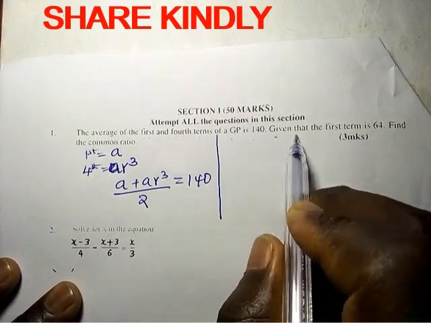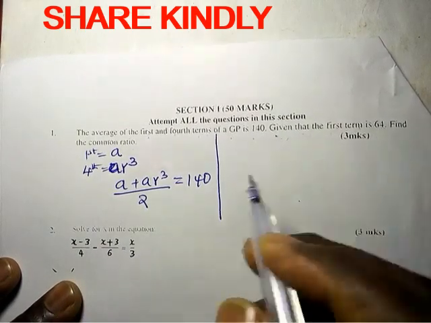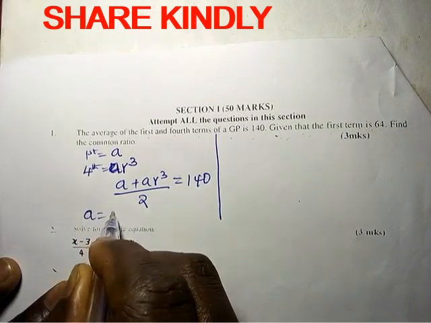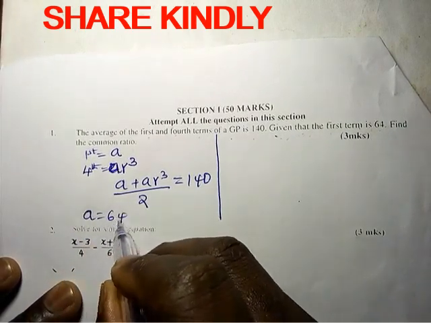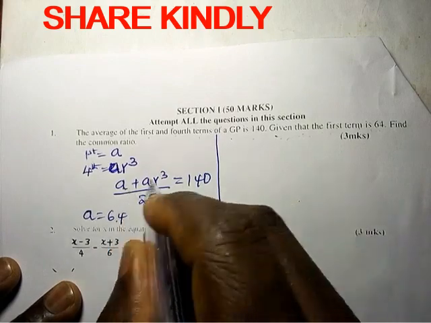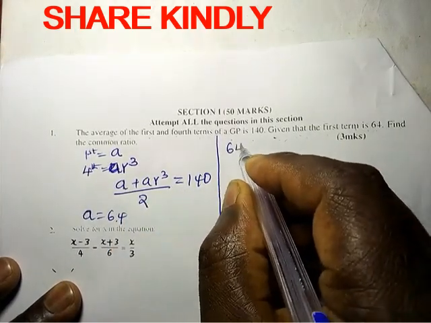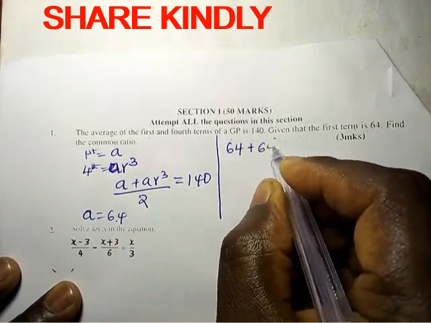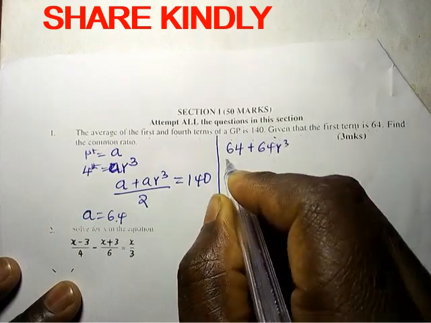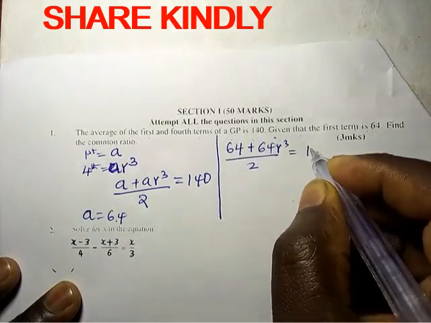We have been told that the first term is 64, so the first term A is equal to 64. Now we substitute 64 for A here. So we are going to have 64 plus 64 R cube, divided by 2. The answer is 140.